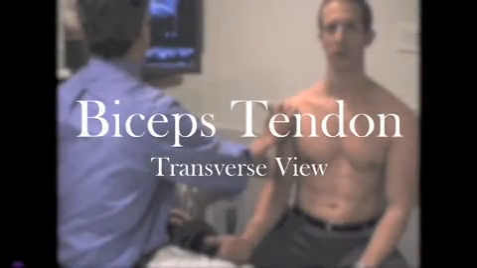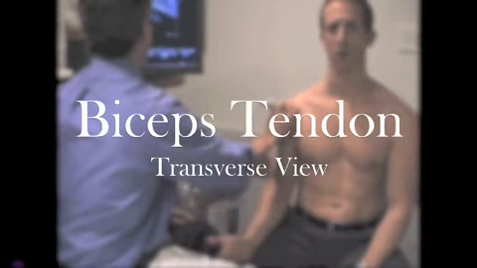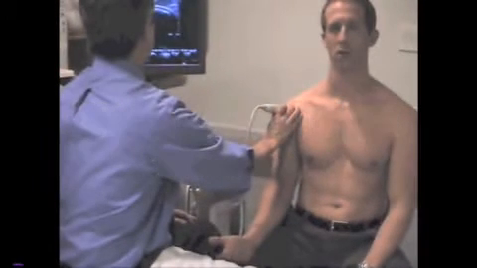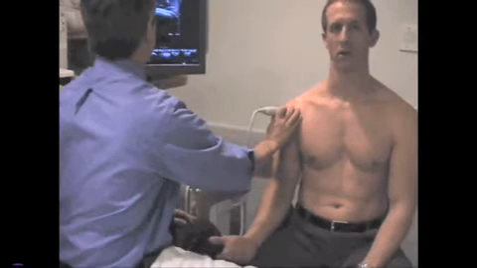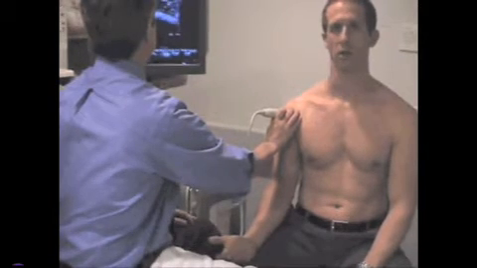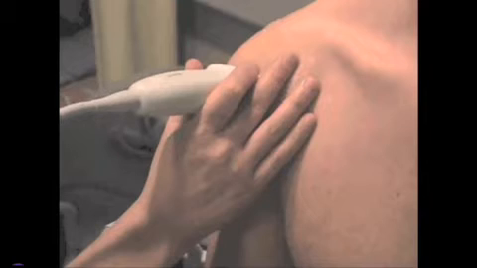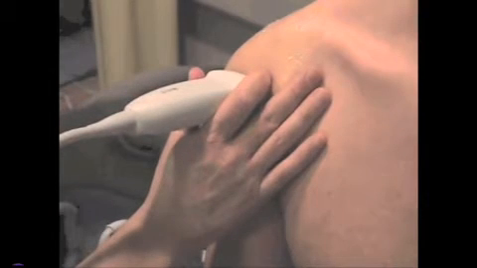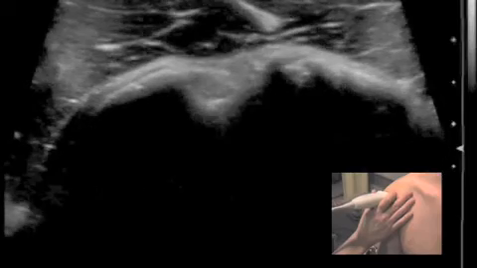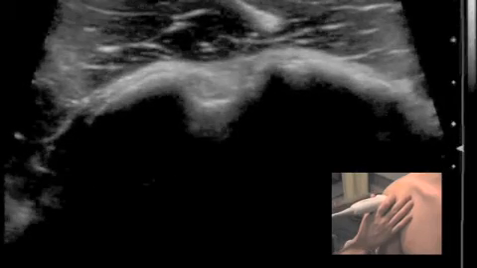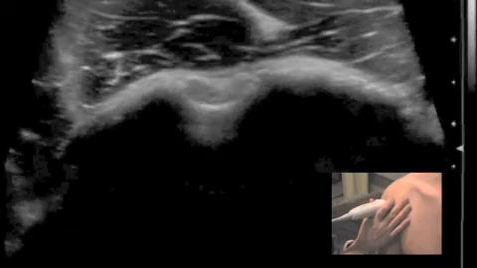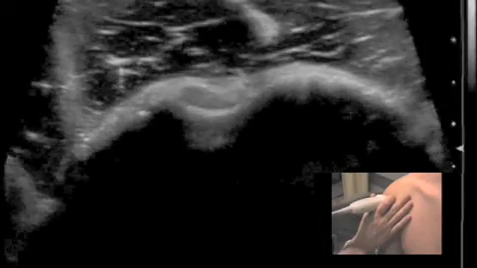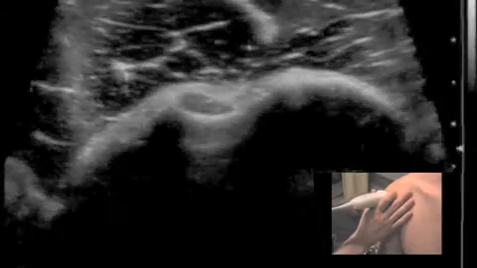This video will demonstrate imaging the biceps tendon in the transverse plane. The patient is seated with the arm at their side, the elbow flexed, and forearm supinated. The examiner positions the probe at the level of the bicipital groove. The probe is grasped between the thumb and index finger to allow the other fingers to contact the shoulder. This is done to steady the image. The probe can then be moved inferiorly and superiorly to image the biceps within the bicipital groove.